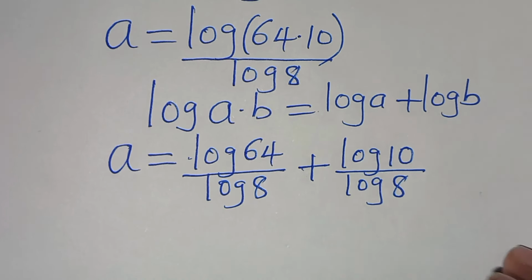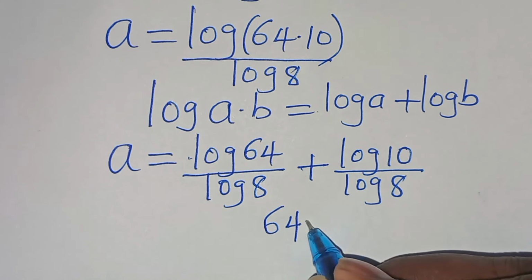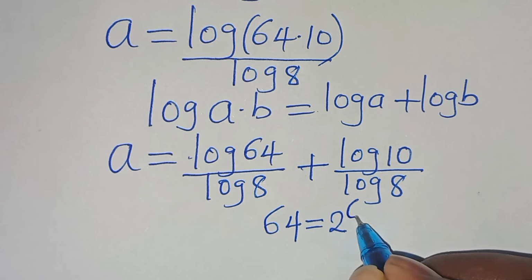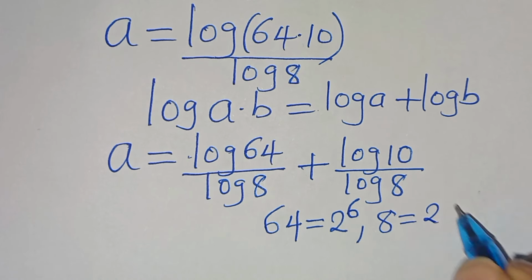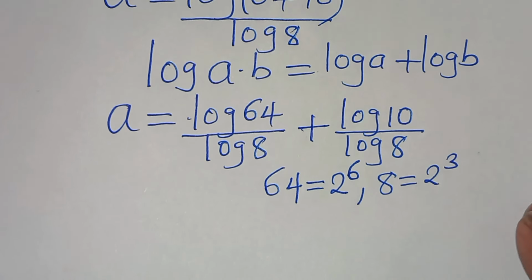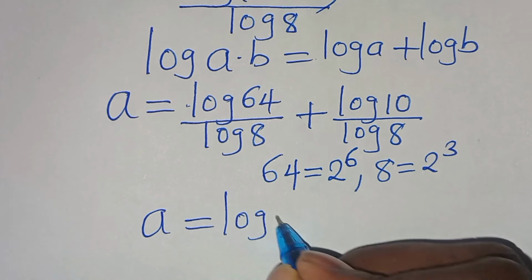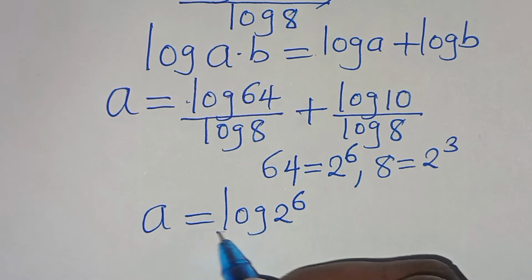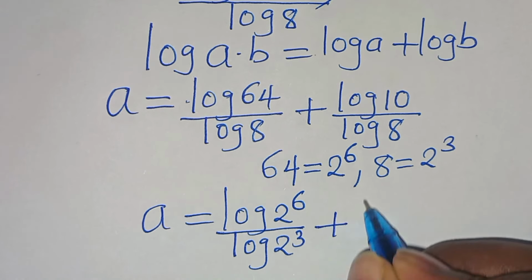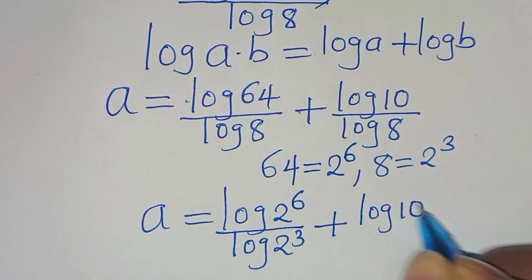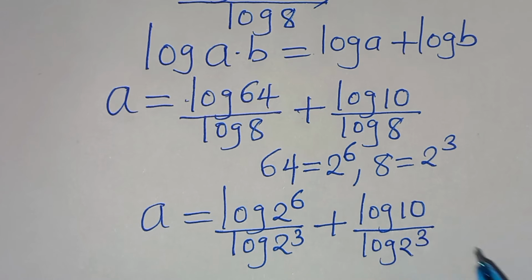The next step from here is that we can express 64. This is the same thing as 2 to the power of 6, and we can express 8 as 2 to the power of 3. Substituting this, then we have a is equal to log 2 to the power of 6 divided by log 2 to the power of 3, then plus log 10 divided by log 8, which is log 2 to the power of 3.